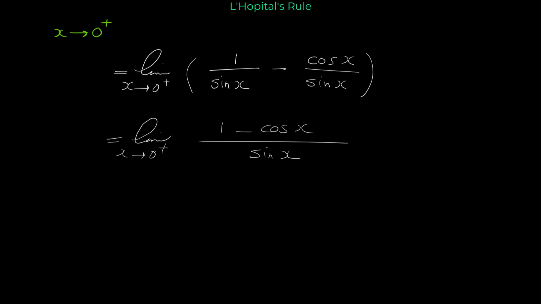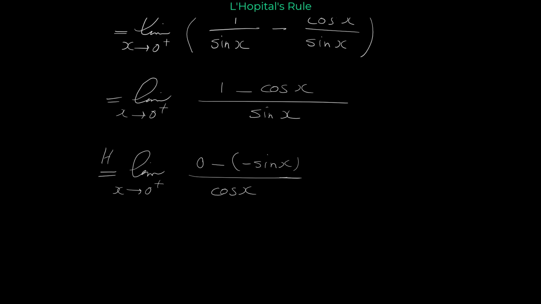Now we face a limit that is in the fraction form, and it is basically 0 over 0. So for finding this limit, we are going to use L'Hopital's rule. Derivative of the numerator: derivative of 1 is 0, minus derivative of cosine x, which is negative sine x. Derivative of the denominator: derivative of sine x is cosine x. If you simplify this, it's sine x over cosine x as x approaches 0.